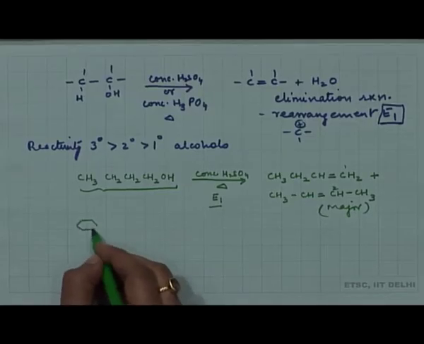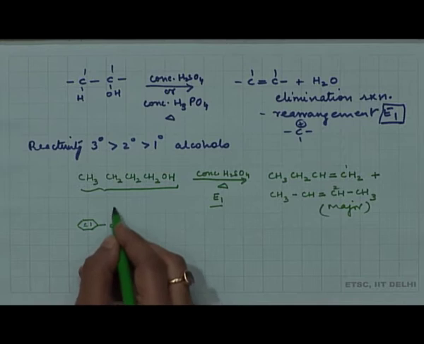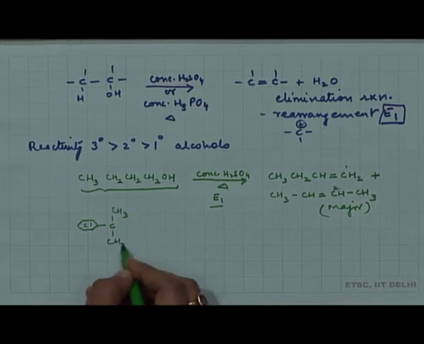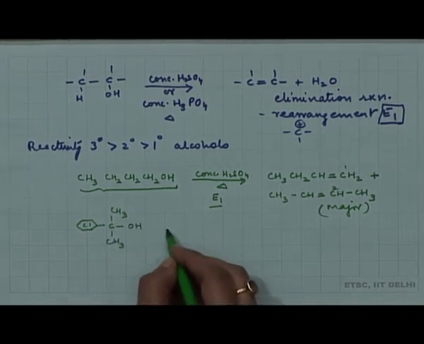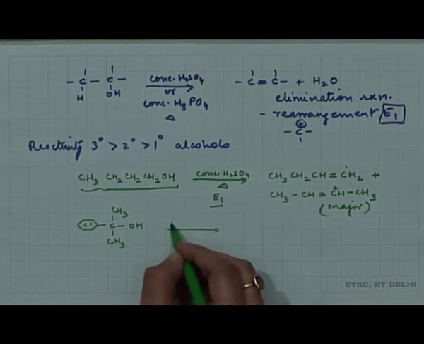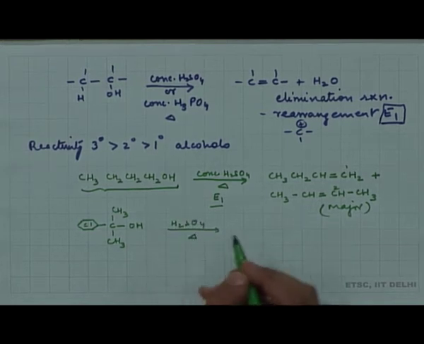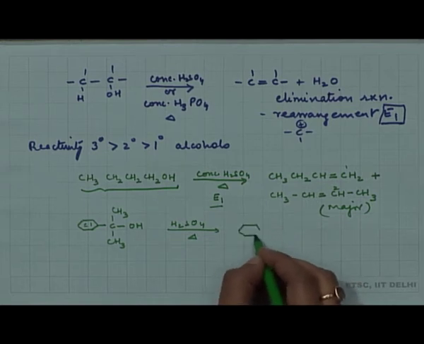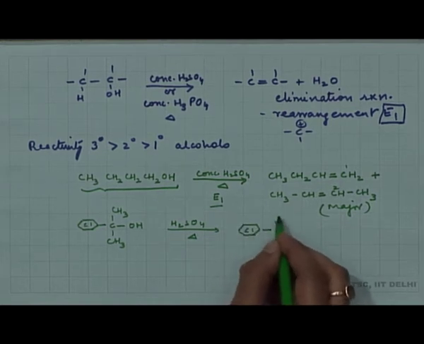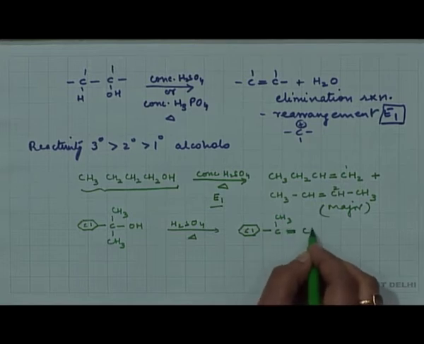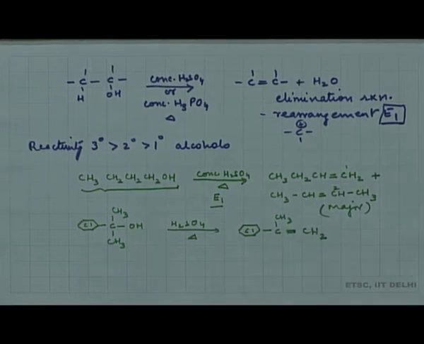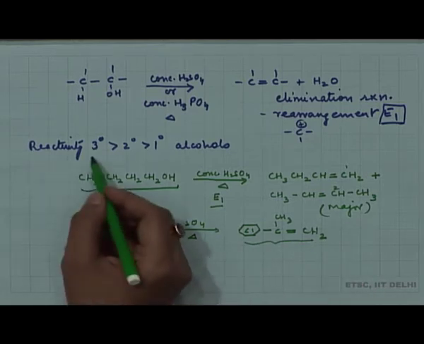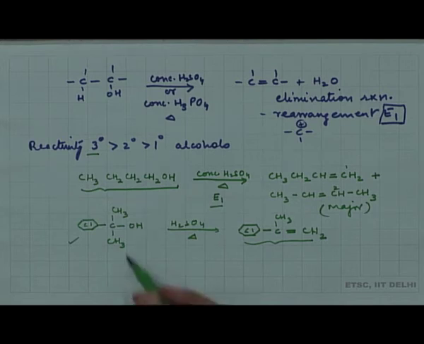If you start with a tertiary alcohol, you treat it with sulfuric acid and heat it. In this case, you will get this as your only product. So, this is the difference in the reactivity, 3 degree being the most reactive as compared to 2 degree and 1 degree. The other method of dehydration we said is catalytic.